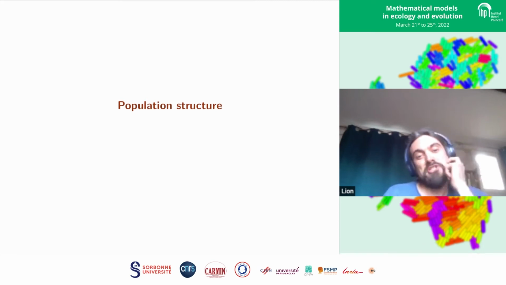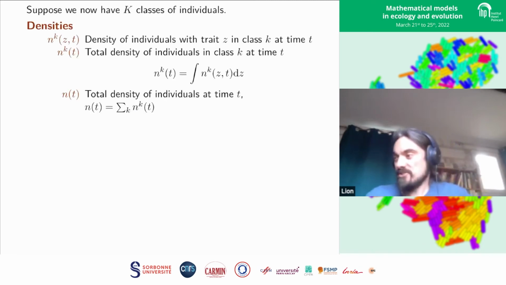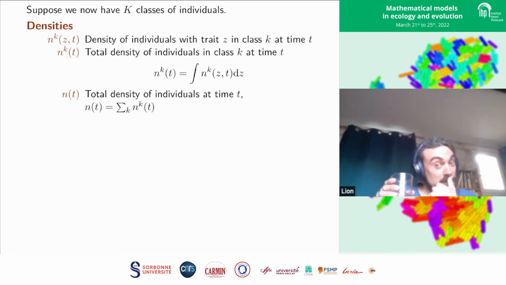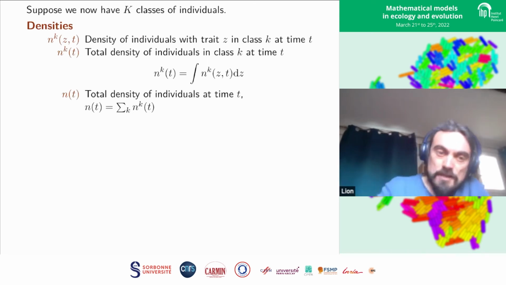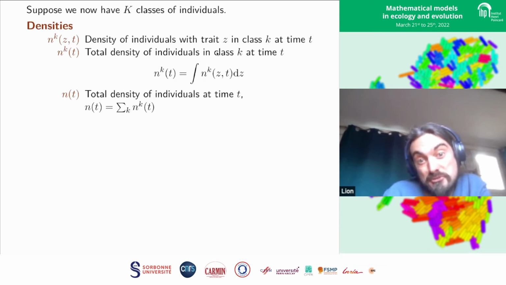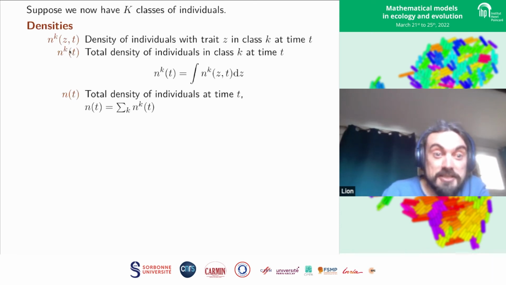Okay, so what happens with population structure? Well, it's the same, but it's more complicated because now we have k classes of individuals. So we have to introduce new notations. So we have densities of individuals with trait z in class k, n_k(z,t). Then the total density of individuals in class k at time t will be N_k(t). That's basically the same we had previously, but we need to specify what's happening in each class of individuals.